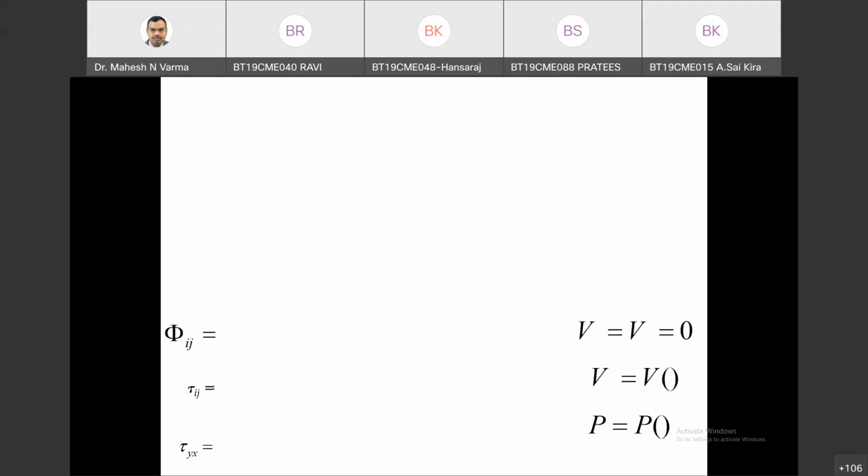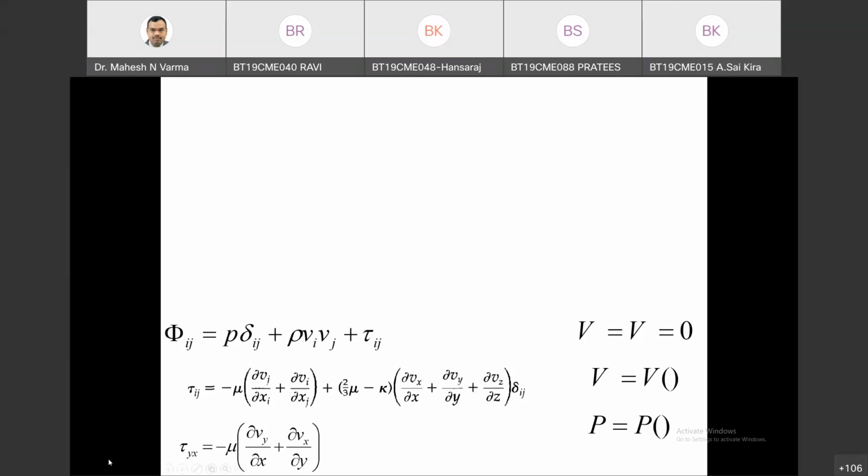Okay, so we will not consider the second term. Why? Sir, since it is a liquid, that term is 0. Very good. So this is the total momentum flux. This total momentum flux will be the molecular momentum flux plus the convective momentum flux.